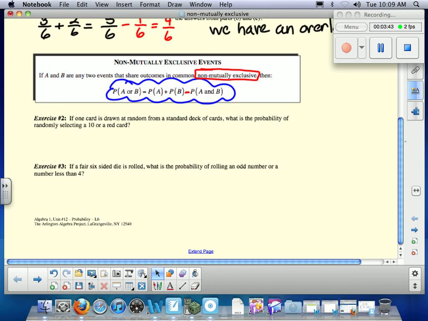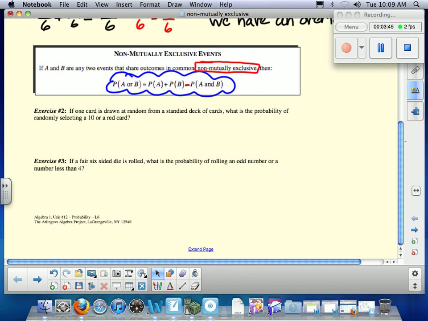All right, let's do a few more. If one card is drawn at random from a standard deck of cards, what is the probability of randomly selecting a 10 or a red? Okay, so what's the probability that I'm going to get a 10? 4 out of 52. Good. What's the probability that I'm going to get a red?